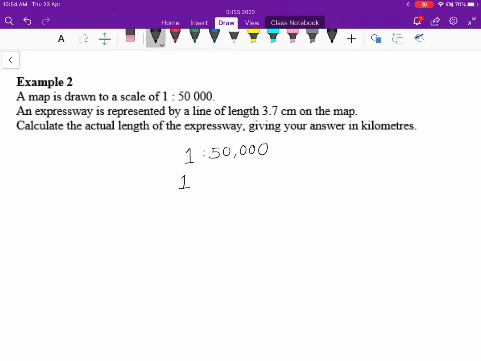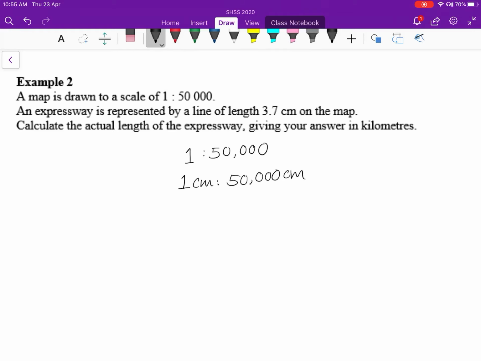Always write the units in the next step. 1 cm is to 50,000 cm, because you don't know what you are dealing with. Alright, then, so my strategy in maths and scale is very, very simple. It will help you in area as well.